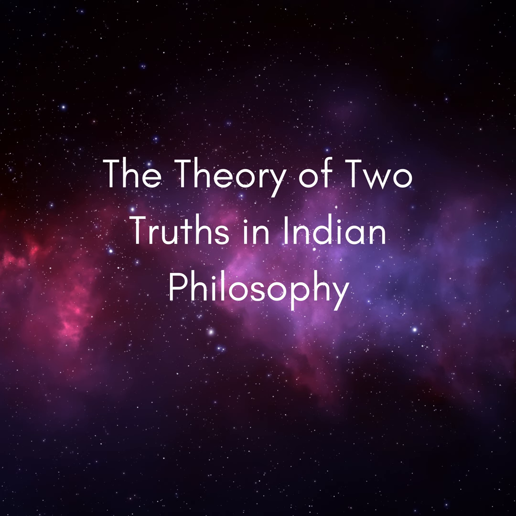You've got the conventional truth, the way things seem to us every day, and then the ultimate truth, how things actually are. Right, like a deeper level of reality. So, where does this idea come from? Is it explicitly in the early Buddhist texts?